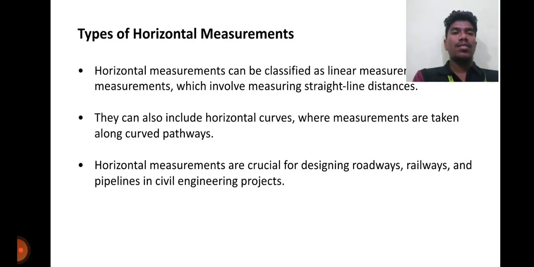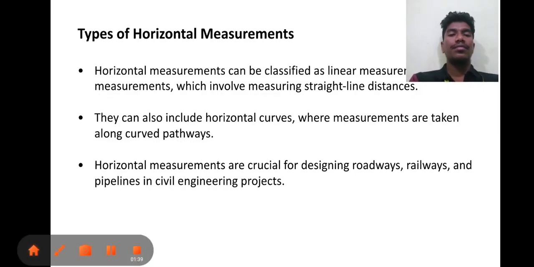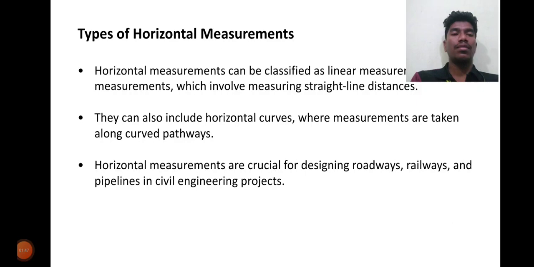Types of horizontal measurements. Horizontal measurements can be classified as linear measurements, which involve measuring straight line distance. They can also include horizontal curves, where measurements are taken along curved pathways. Horizontal measurements are crucial for designing roadways, railways, and pipelines in civil engineering projects.